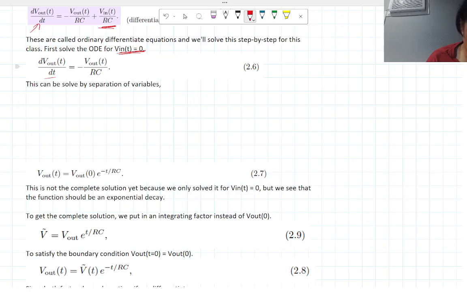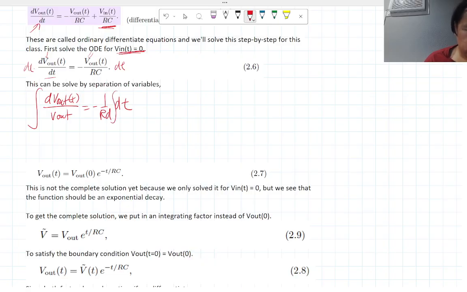And the way you solve this is just by separation of variables. So you have a bunch of V, you want all the V's on one side, and anything that has to do with t on the other side. Okay, so you have dV out over dt, and this also has a V on this side. Multiply both sides by dt to get the negative 1 over RC dt. Then you solve this by just integrating both sides.